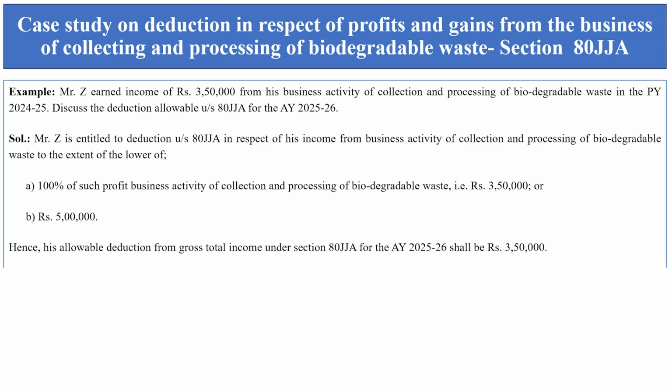So the deductible amount of deduction under section 80JJA in the hands of Mr. Z is rupees 3,50,000 for the assessment year 25-26.